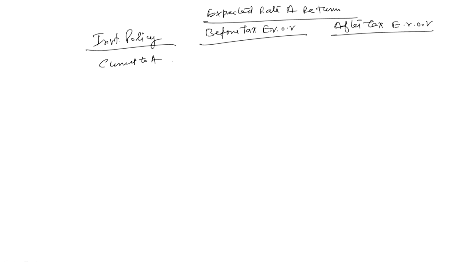So, before tax expected rate of return was how much? 48.5%, or it was 49%. So, you can say after tax will be how much? If you calculate, it works out as 24.3%. Now, how have we calculated this?